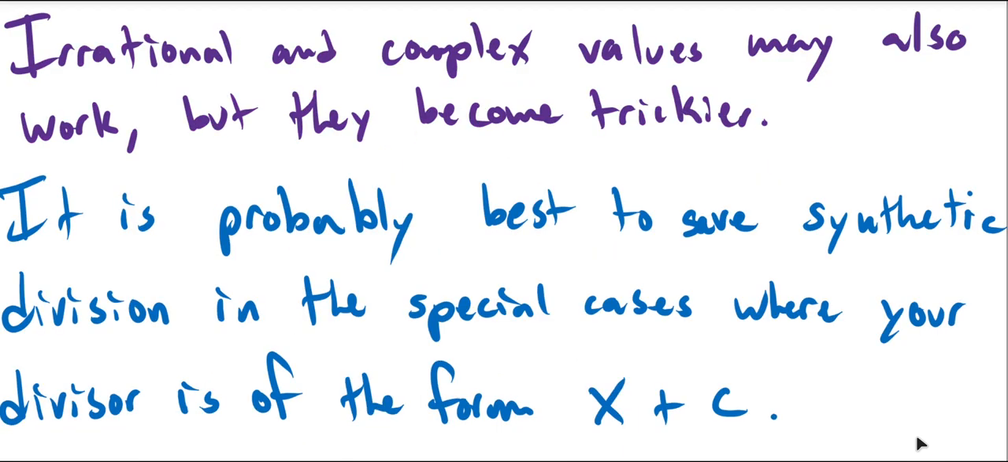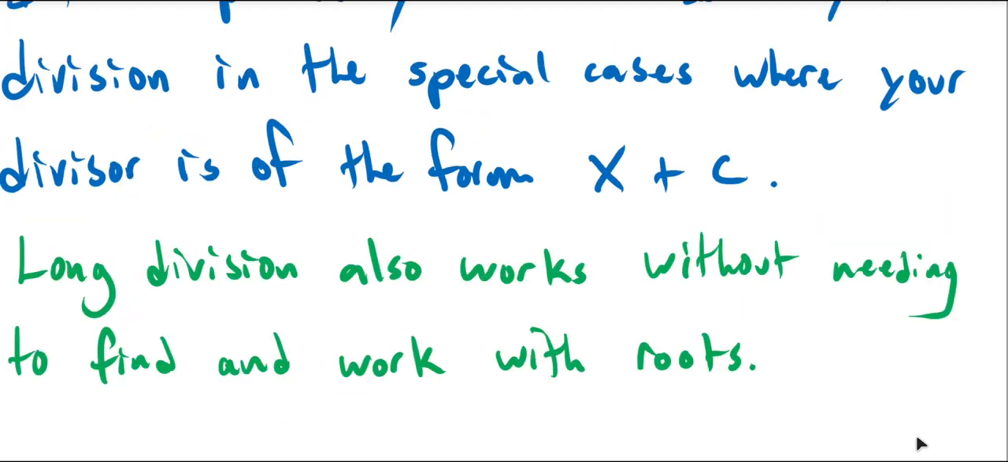bit tricky. Unless you have a divisor in the form x plus c, I would recommend doing long division. If you have x plus c, then it makes sense to do synthetic division. If you have larger powers, or if you have irrational or complex or even rational roots, sometimes it's easier just to use long division. Deal with the extra symbols and the little tiny bit of extra time it takes to write them down in exchange for a lot less headache.